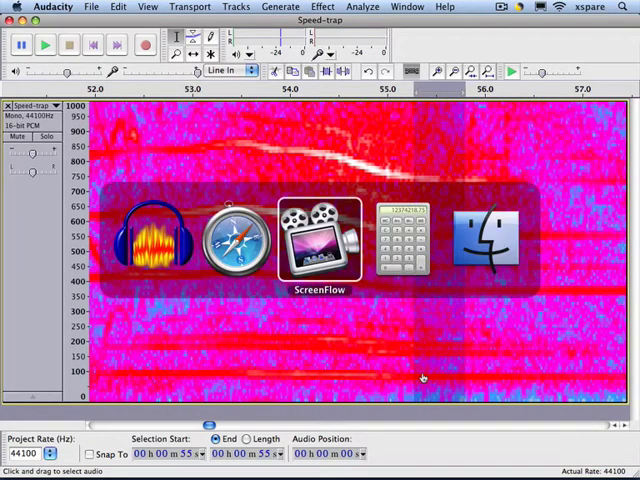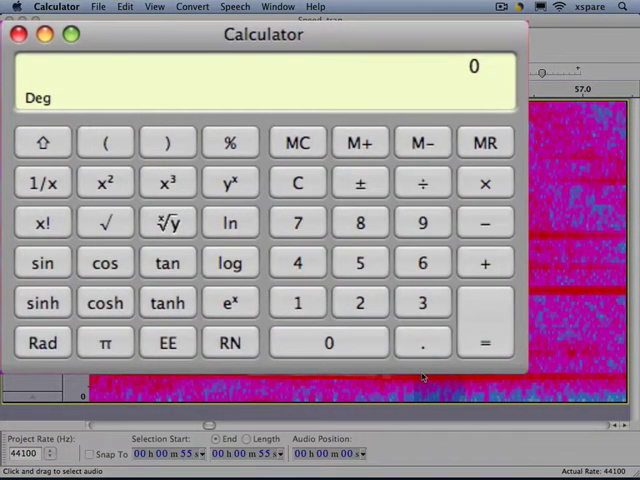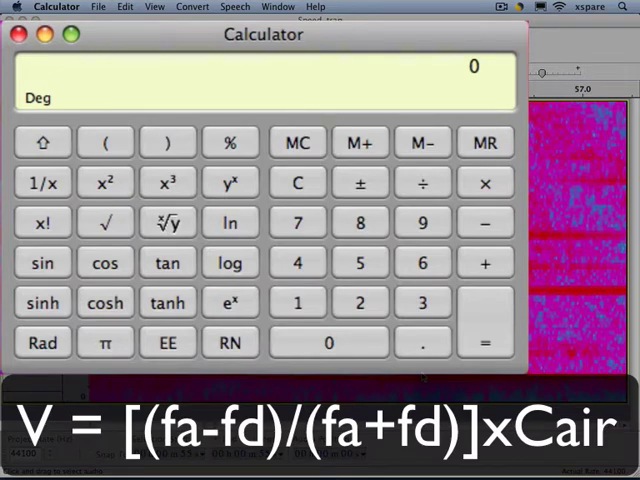Now the calculation for the speed is based on the frequency approaching minus the frequency departing, all divided by the frequency approaching plus the frequency departing, and we multiply that by the speed of sound that we're interested in. Let's do the calculation now.